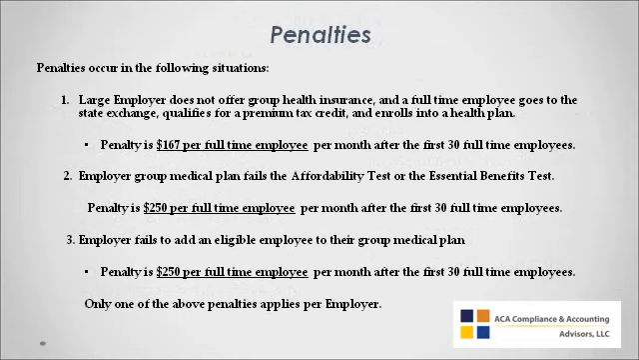In 3 situations, penalties apply to large employers. 1. When the employer offers no group medical plan. 2. When the group health plan is offered, but the health plan does not pass the affordability test. Failure to meet the affordability test occurs when the employer's contribution to the employee's premium is not enough according to the guidelines of the ACA.